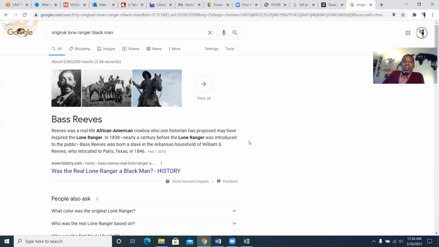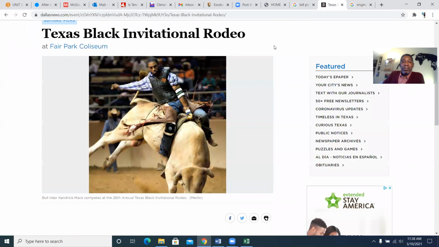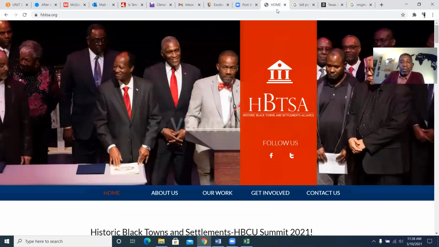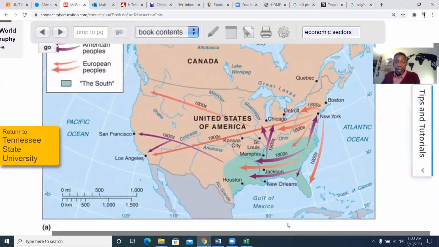And so there's this rich history of African Americans going to the West and founding cities and doing rodeo and establishing towns, and all of that, that we should not forget about, and then we should probably study further.